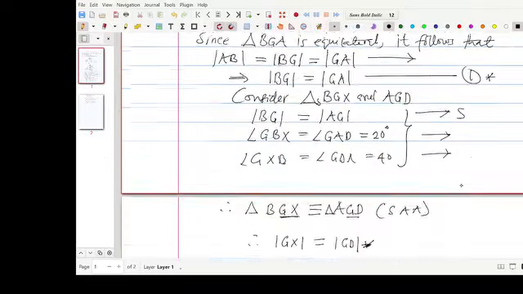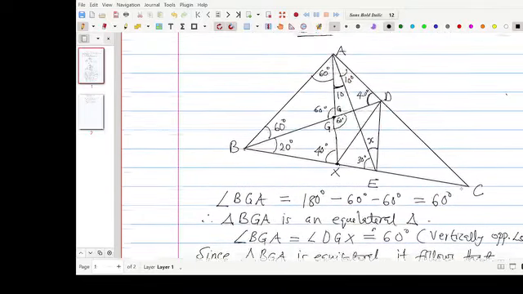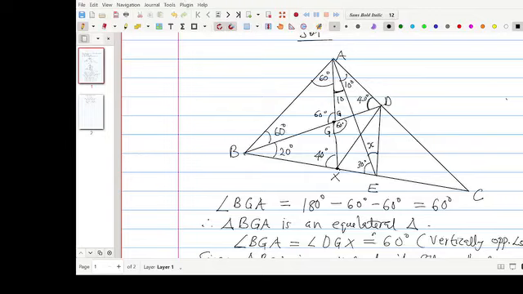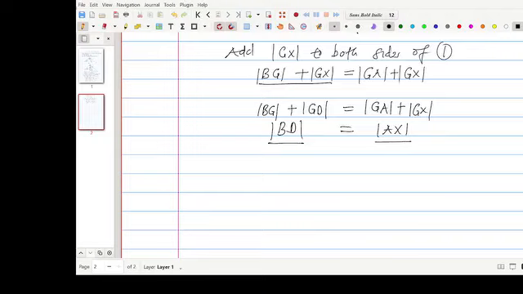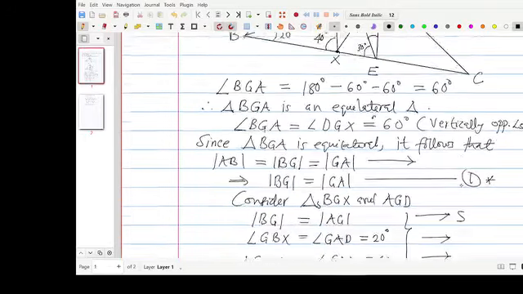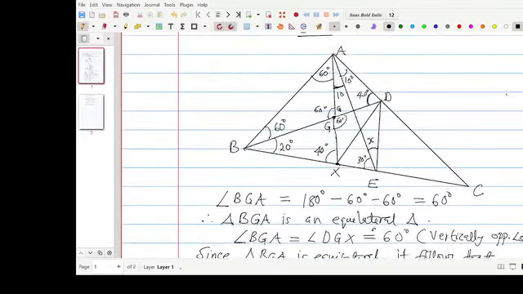Now let's go for further establishment. Let's look at the diagram once again. Let's carefully look at the diagram. Now let's consider triangle BDX and triangle AXD. All right, let's look at these two triangles, triangle BDX and AXD. Let's write it down. Now consider triangles BDX and AXD. So we're looking at these two triangles now, BDX and AXD.